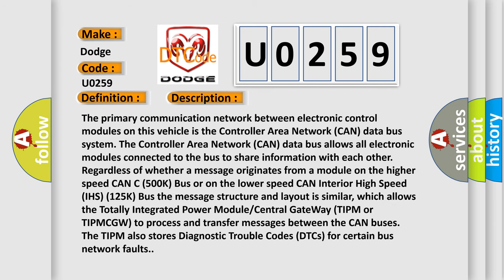The primary communication network between electronic control modules on this vehicle is the controller area network CAN data bus system. The controller area network CAN data bus allows all electronic modules connected to the bus to share information with each other regardless of whether a message originates from a module on the higher speed CAN C 500K bus or on the lower speed CAN interior high speed IHS 125K bus. The message structure and layout is similar, which allows the totally integrated power module central gateway TIPM or TIPMCGW to process and transfer messages between the CAN buses. The TIPM also stores diagnostic trouble codes DTCs for certain bus network faults.